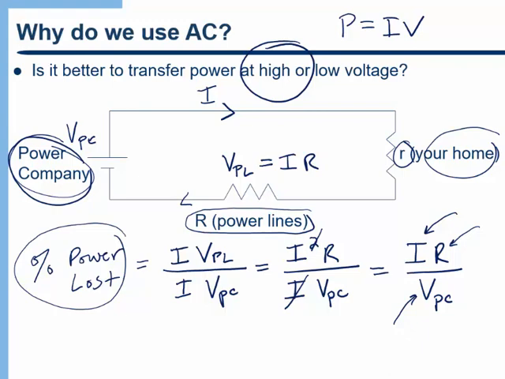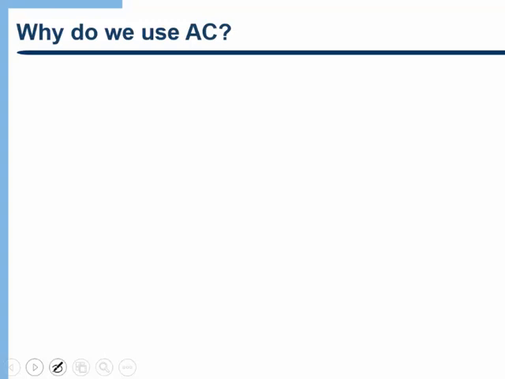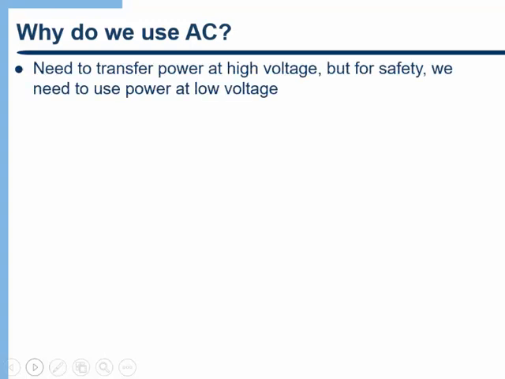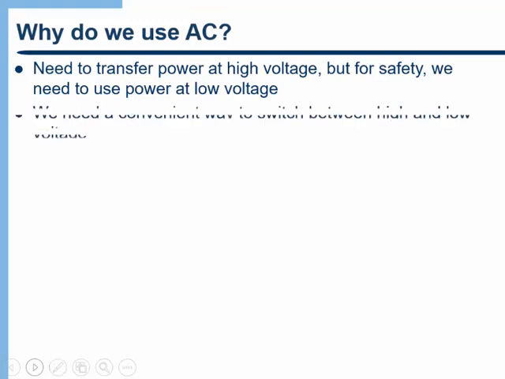Why does that mean we need to use AC? Well, here's the problem. We want to transfer our power at high voltage, but we don't want people to have to use it at high voltage. You don't want your kid going over and plugging into a 100,000 volt outlet because they could get electrocuted much more easily with a higher voltage. And so we need a way to be able to convert from high voltage to low voltage so that we can transfer our power at high voltage, but then we can decrease it to a low voltage right where we use it.